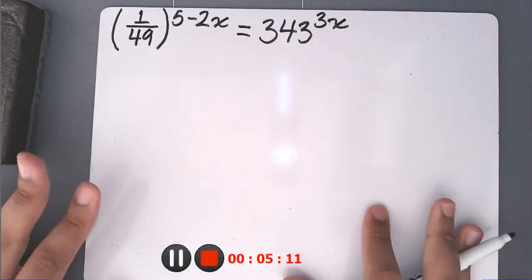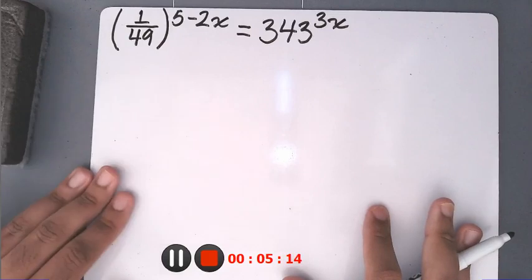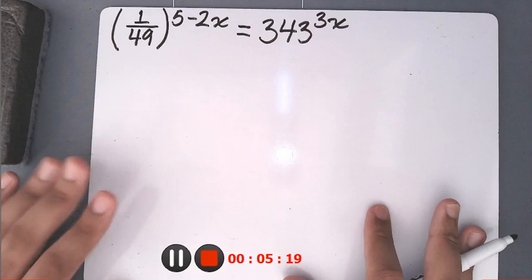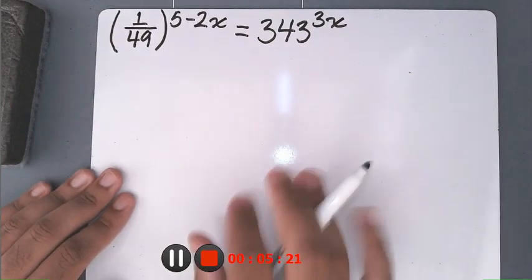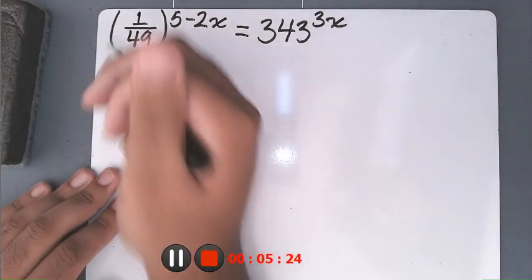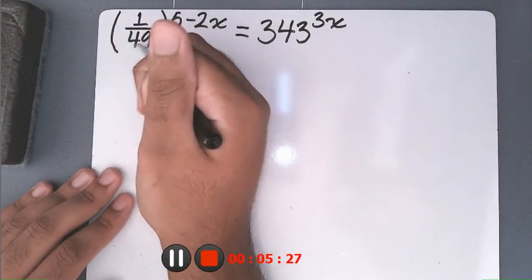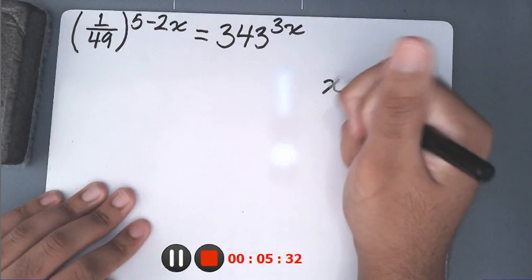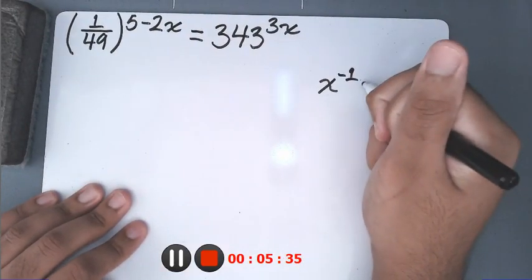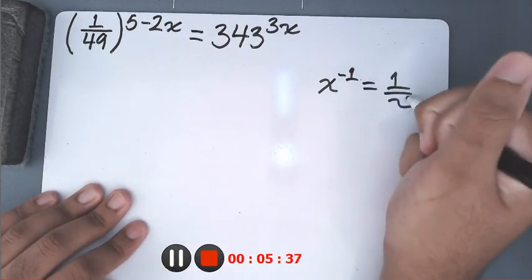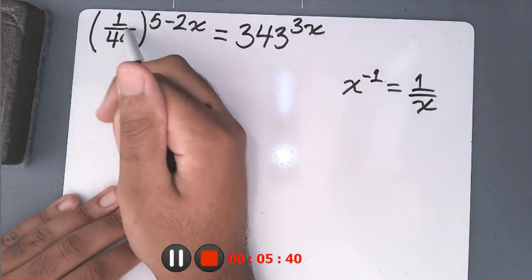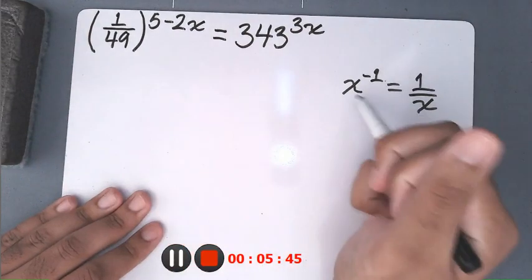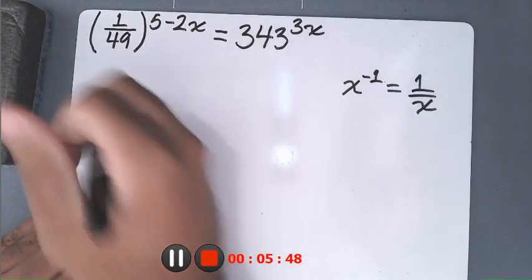Here, this problem seems a little more complicated, but we're going to try and attempt to get the same base with this problem as well. So here, if you have a number 1 over 49, you can use the rule x to the negative 1 power is the same as 1 over x. So here, since this number is under 1, we can go ahead and flip it by showing it as 49 to the negative 1 power.